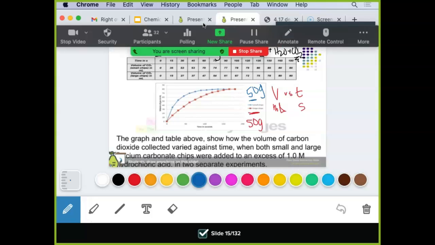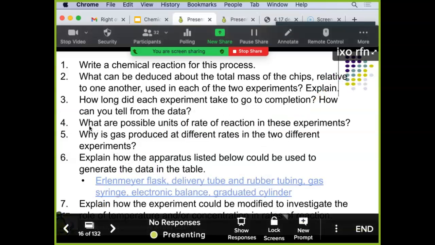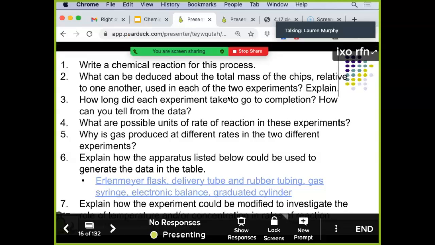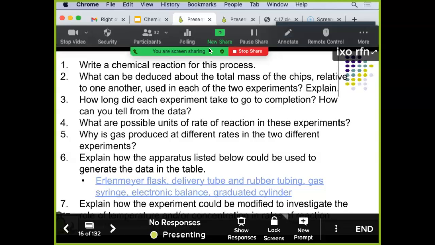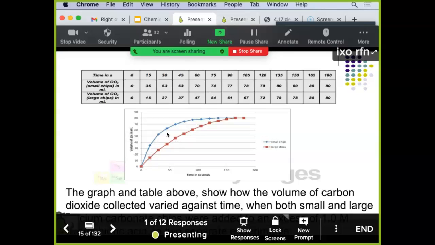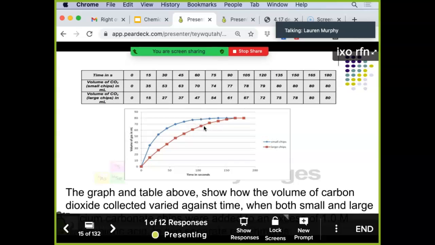All right. So the next question says, how long did each experiment take to go to completion, and how can you tell? So if you go back to here, we can look at the chart, and we can look at the table. Both ways will tell you. If you look at the chart, the blue one, which are the small chips, you see it start to flatten out sooner, meaning it just stopped making more product, so it was over quicker. You reached the end faster. As opposed to the red, which didn't flatten out until a little later when it stopped. So the blue, the small chips, went faster than the red chips.